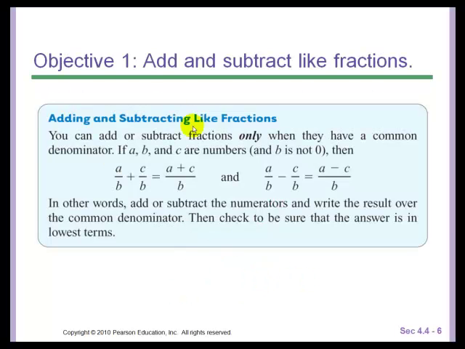When you're adding and subtracting like fractions, you can add or subtract only the numerators and the denominator stays put. So if you have a over b plus c over b, you simply add the numerators, a plus c, and leave the denominator alone. Same with subtraction. A over b minus c over b, you just subtract the numerators and leave the denominator alone. This is only true when you have common denominators. B's on the bottom, or any number, but it has to be the same.